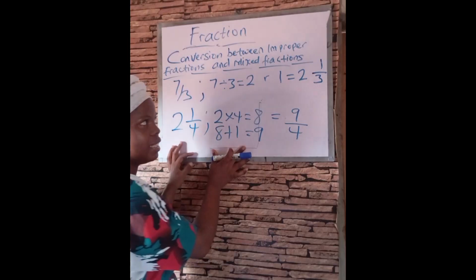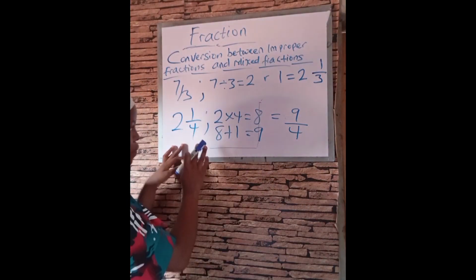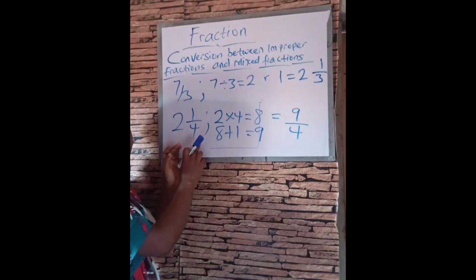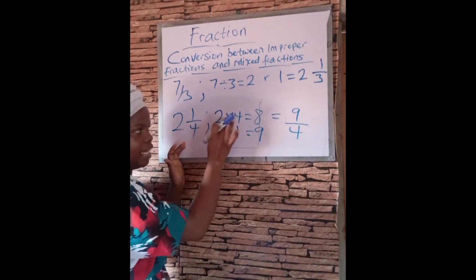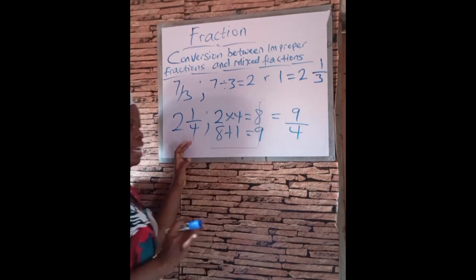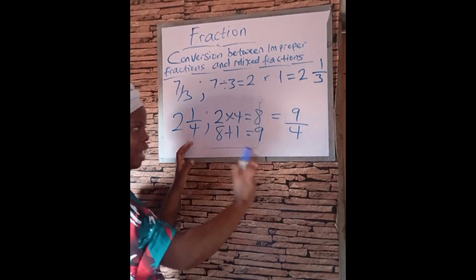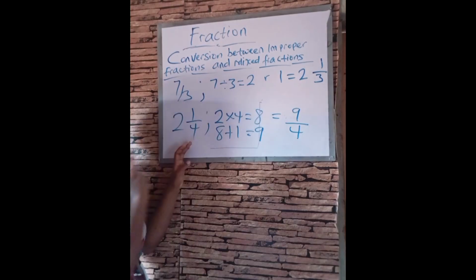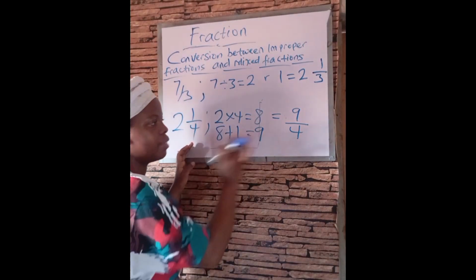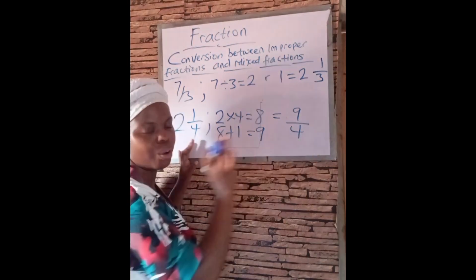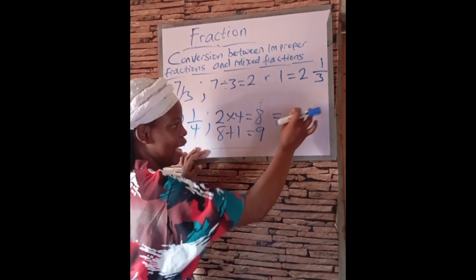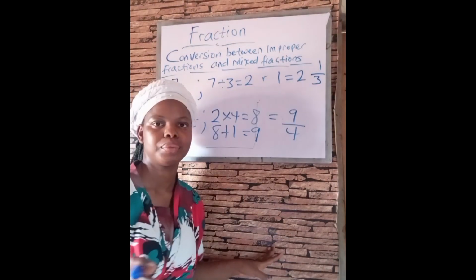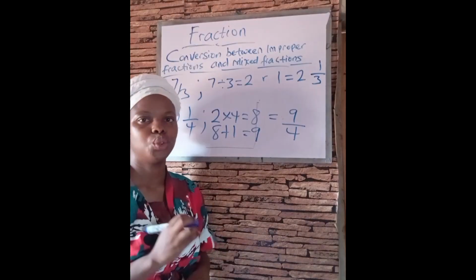So when converting a mixed fraction to an improper fraction, the first thing to do is multiply the whole number with the denominator. In this case, I have 2 times 4, which is equal to 8. Then you add the result to the numerator, 8 plus 1, we have 9. You always keep your denominator, so you have 9 all over 4. So that's how to convert from mixed fraction to improper fraction.